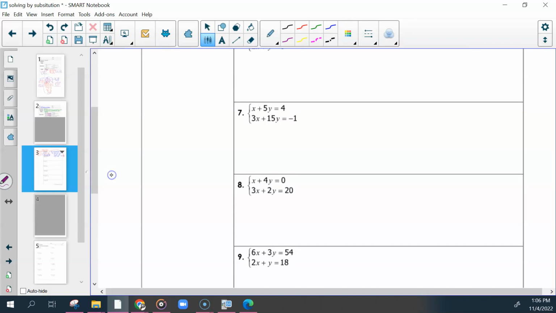7. Let's do 7. So the process starts out the same. Find a variable that is by itself. So which variable would we solve for? X in the first equation. I'm going to rewrite that down here. And how would we get x by itself? Minus 5y to the other side.